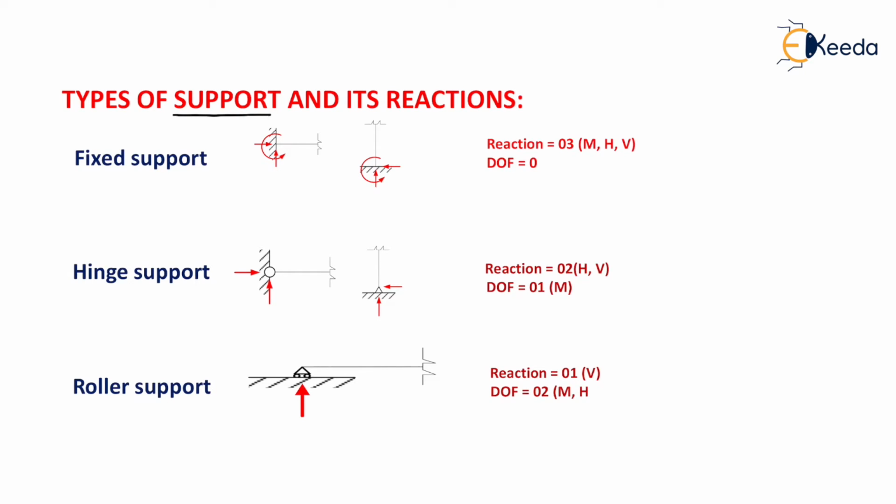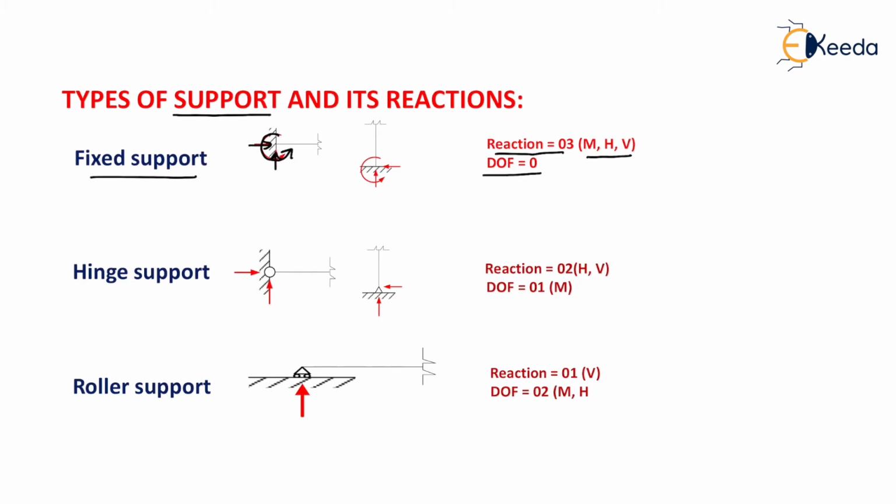The first one is the fixed support. At fixed support, we generally have three reactions, that is in vertical direction, horizontal direction and in moment of resistance form. It means that we don't allow any vertical displacement, horizontal displacement or any type of rotation. So the degree of freedom equals 0 because we have not provided any type of displacement in any direction. Clear to all? So in the fixed support we have three reactions: moment, horizontal reaction and vertical reaction.